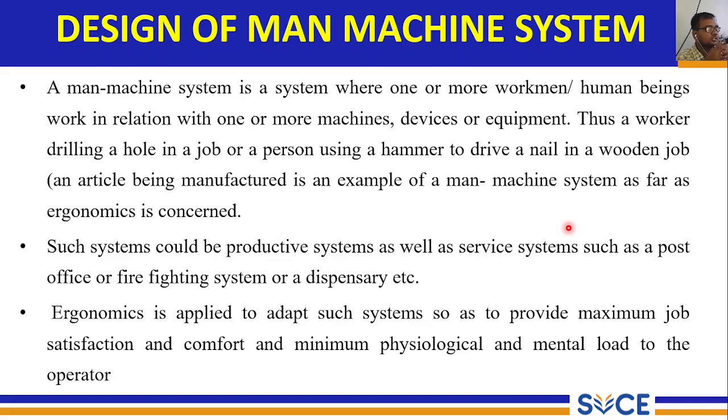You also have the HMI, the human machine interface. The HMI system helps you to optimize the work environment in a way that the inputs are given by the human and the process is done by the machine, through which you'll be able to get the output. So ergonomics is applied to adapt such systems, whereby you provide the maximum job satisfaction and comfort to the worker, because you'll be able to see that the output is achieved in a greater way.